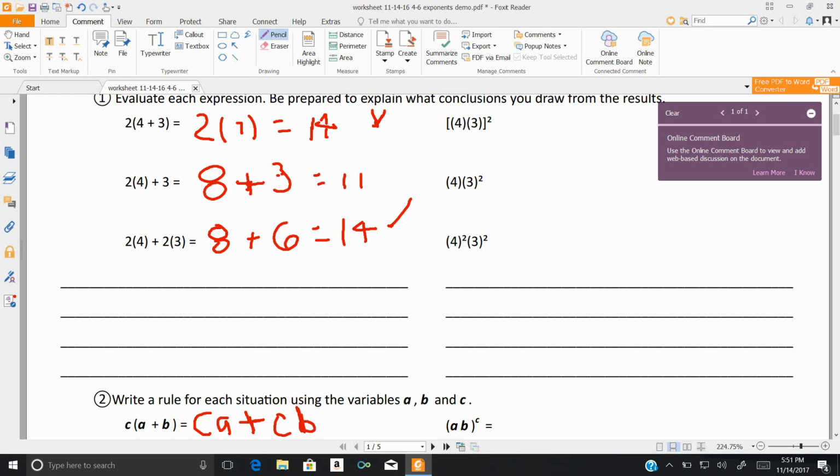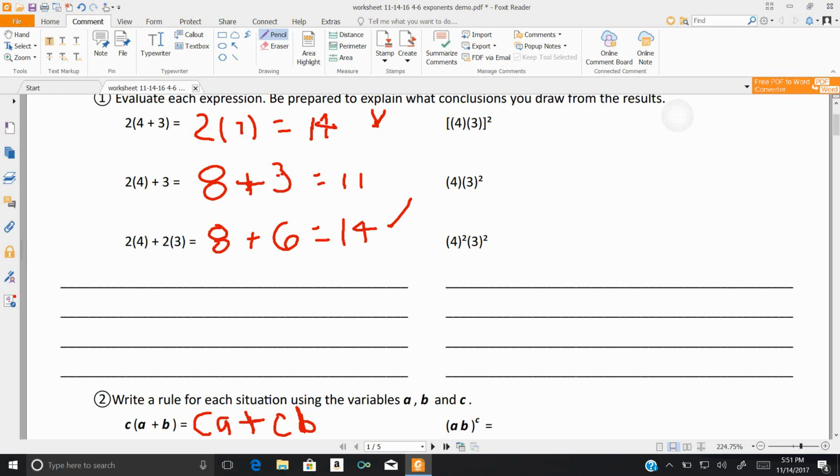Then we did our calculations with the exponents. We had 4 times 3 to the second power. To do that, because of the brackets, we do the 4 times the 3 first. 4 times 3 is 12. So we'll take 12 to the second power, which is 12 times 12, or 144.